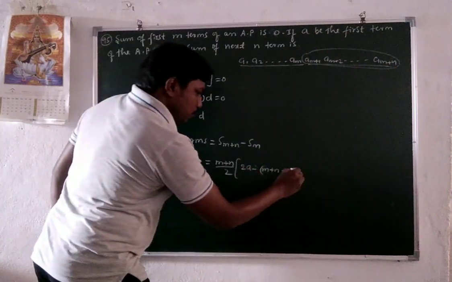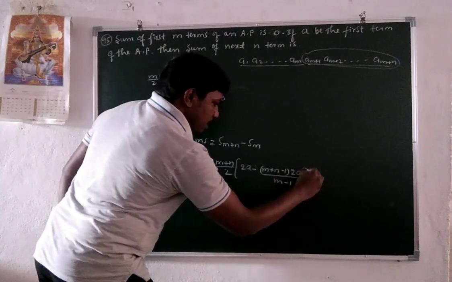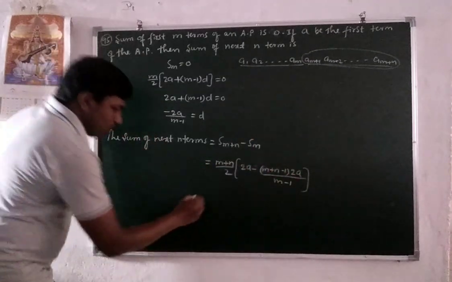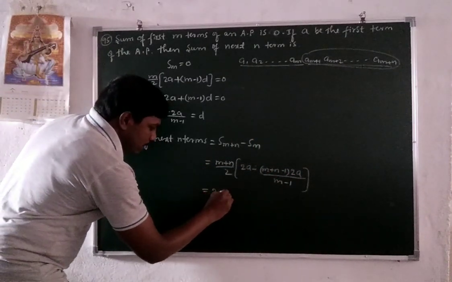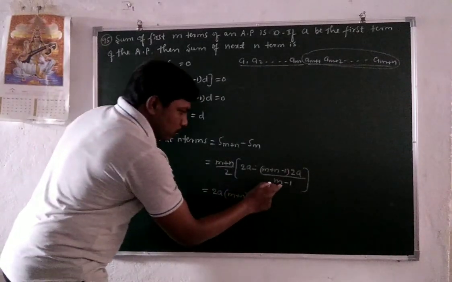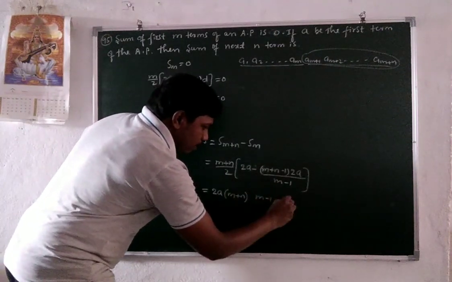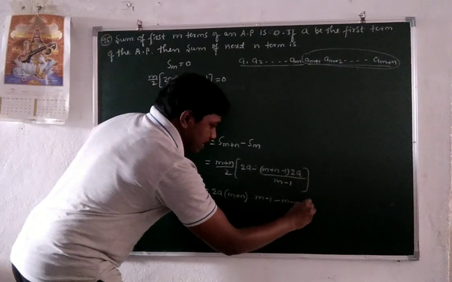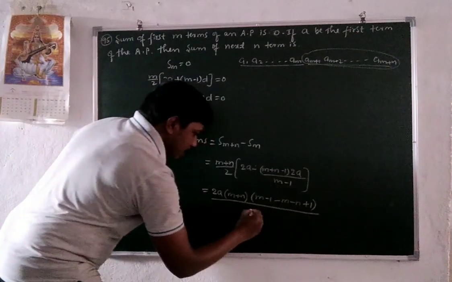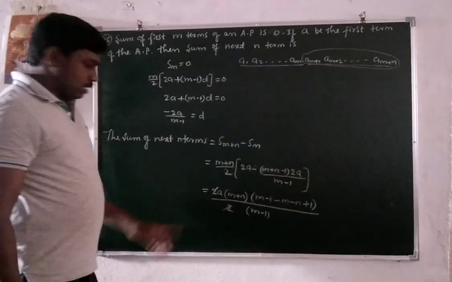Minus 2a. So divided by m minus 1. So what is the common? 2a is the common. Take 2a as the common. 2a into (m plus n) into, so (m minus 1) into 1, m minus 1. So minus of minus (m minus n plus 1), so divided by (m minus 1) into 2. So 2 gets cancelled. So simplify it.